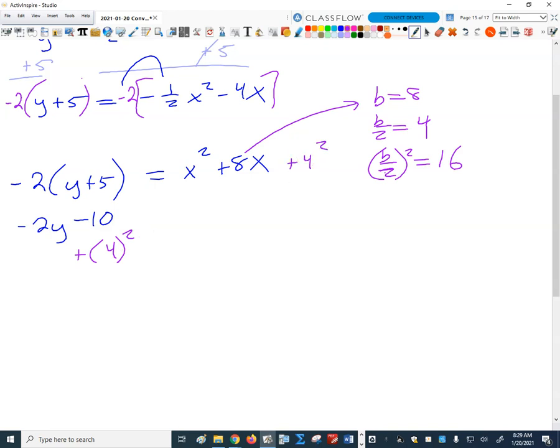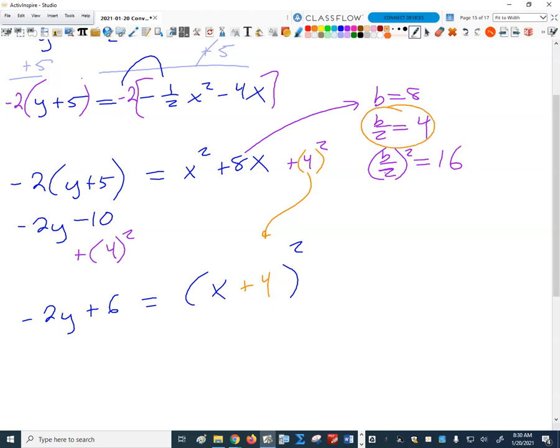And that's going to give us on the left side, if I combine all these terms, negative 2y minus 10 plus 16, which is just negative 2y plus 6. Now what about over here? Well, I already know that I'm going to get x plus half of b, what was combined with x. Well, half of b was a positive 4, right?